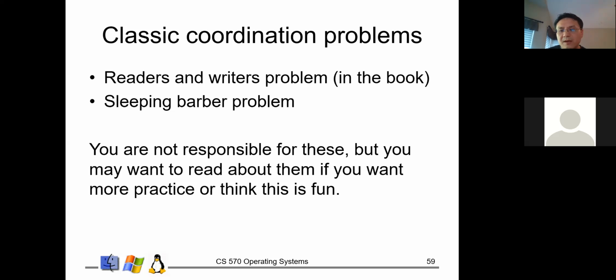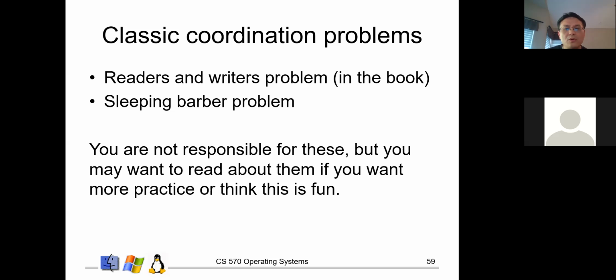Then we applied these use cases to solve some classic coordination problems, such as the producers-consumers problem, and towards the end of last class, we looked into an implementation using semaphores for solving the dining philosophers deadlock problem.